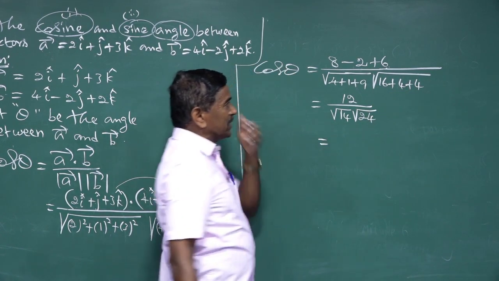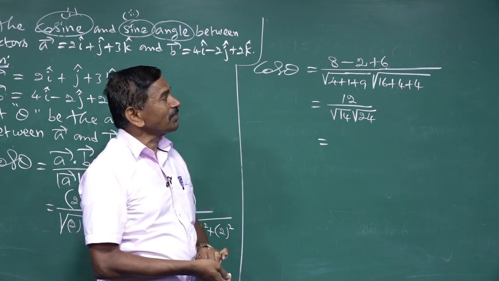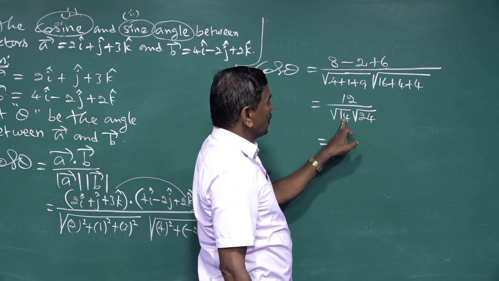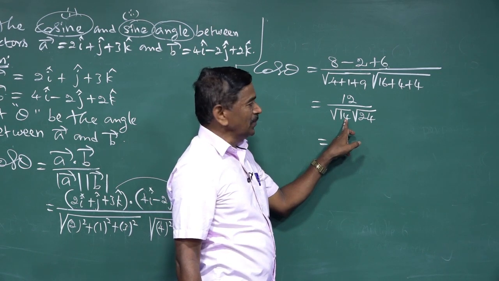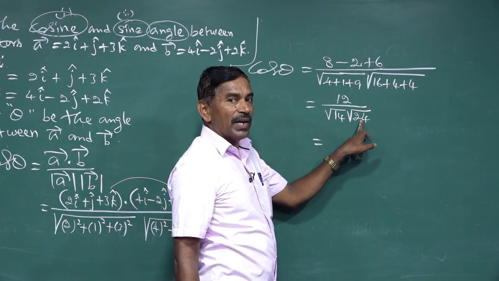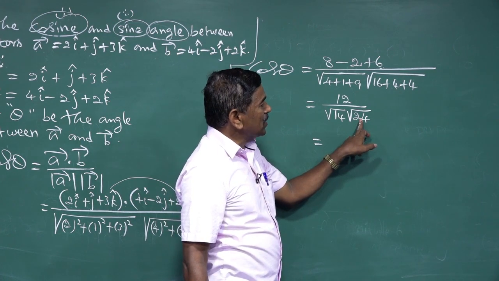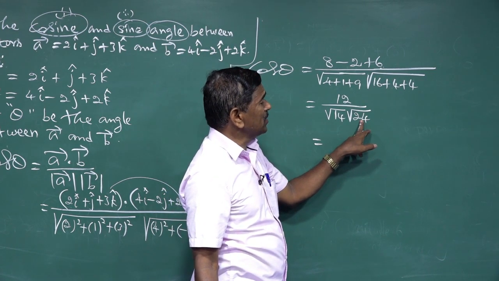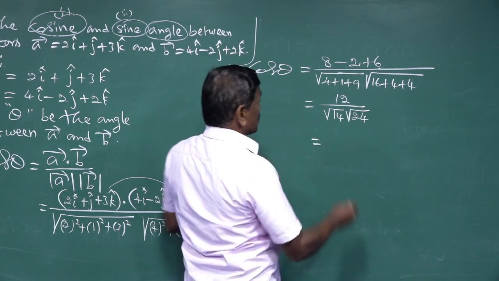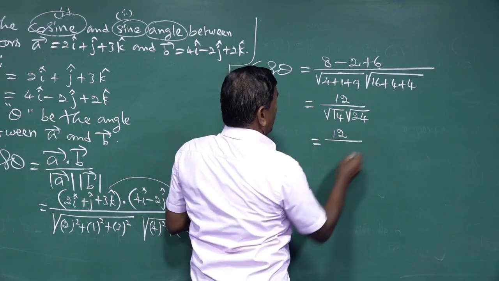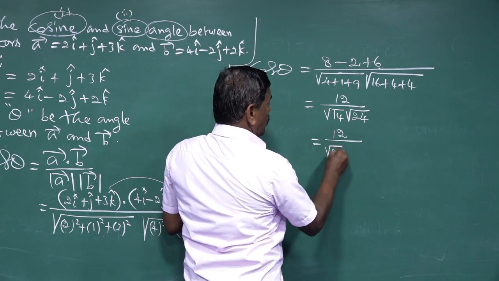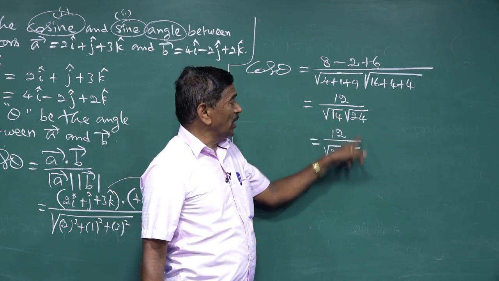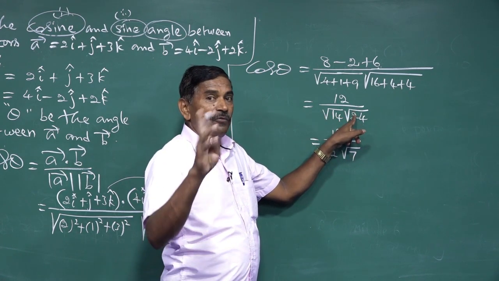Now simplification, yourself. How to simplify? Here root 14 is equal to root 2 into root 7. Suppose 24 is equal to 6 4s are 24. We can simplify like that. Now listen, numerator 12 divided by root 2 into root 7, because 2 7s are 14. And this 24 can be rewritten as 4 6s are 24.